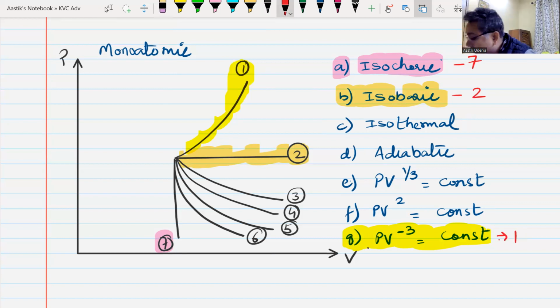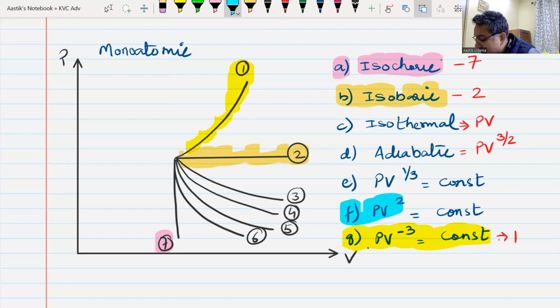Now you have to look at all the processes, and you write all of them down. This is PV equal to constant. This is PV raised to the power 3 by 2 is constant. Now you look at the process which has the maximum or minimum slope, negative slope. The maximum slope is F. Do we see this? Yes or no?